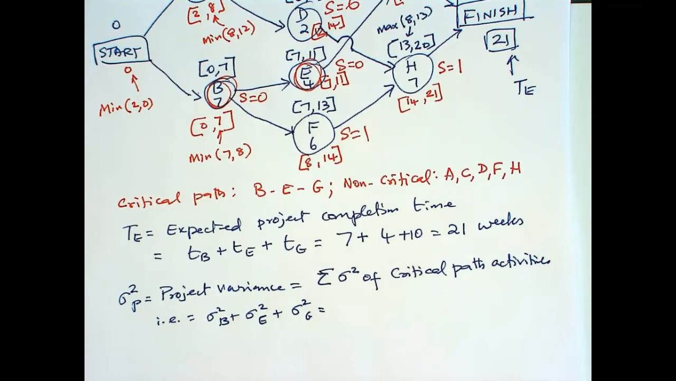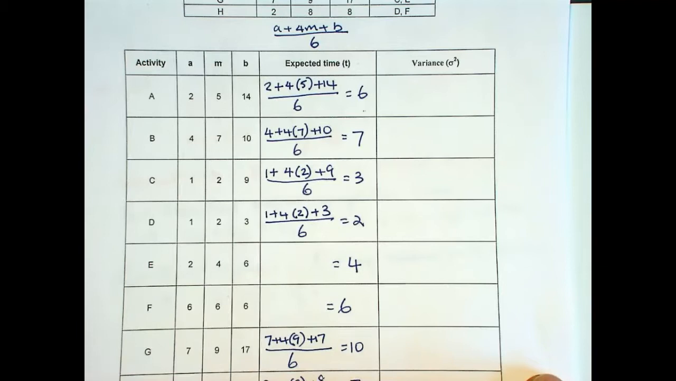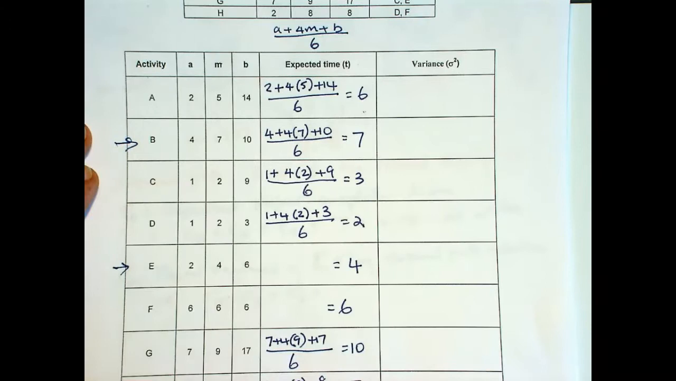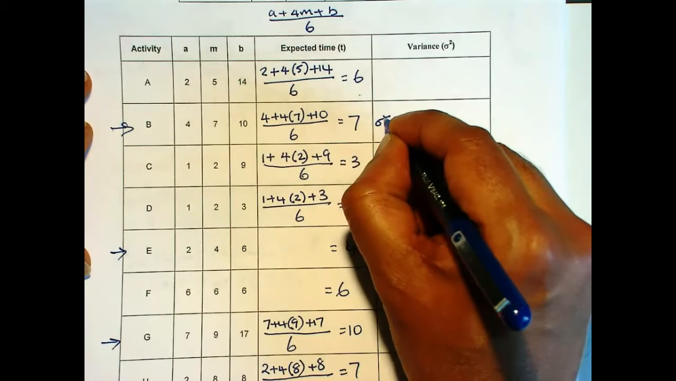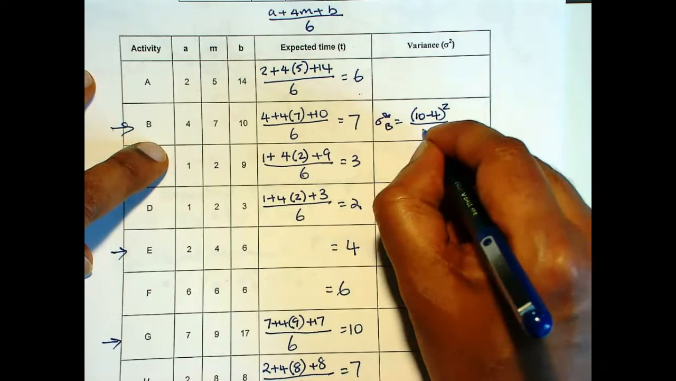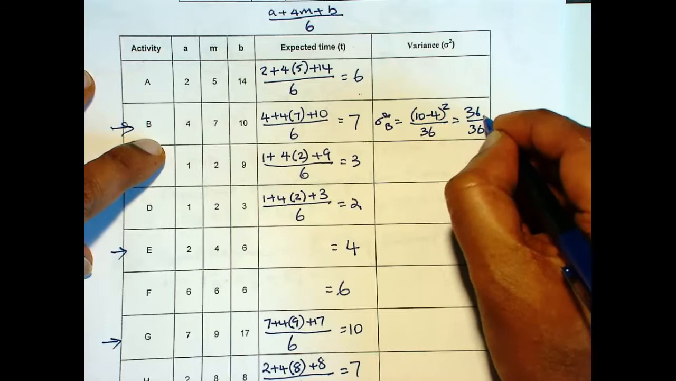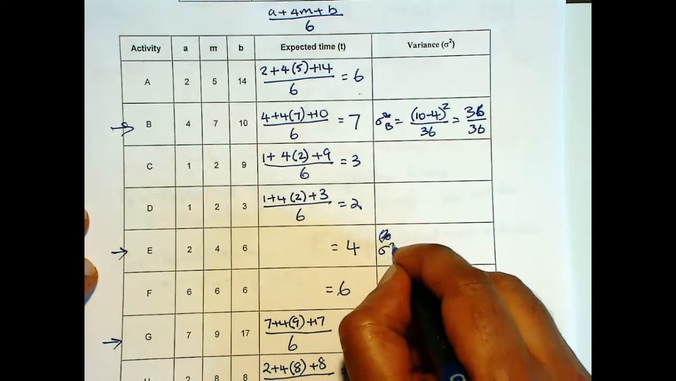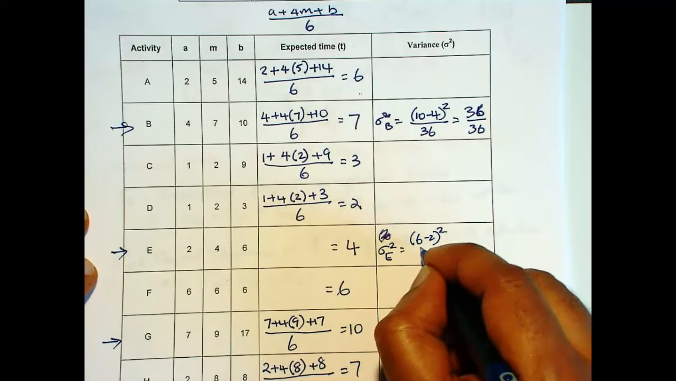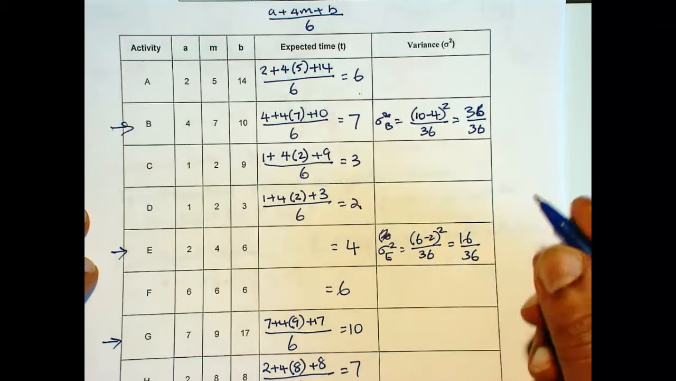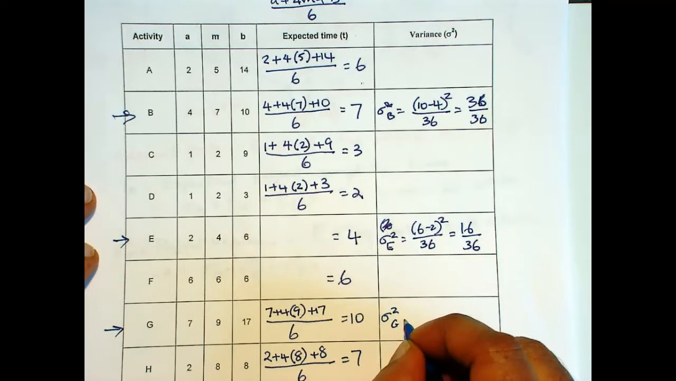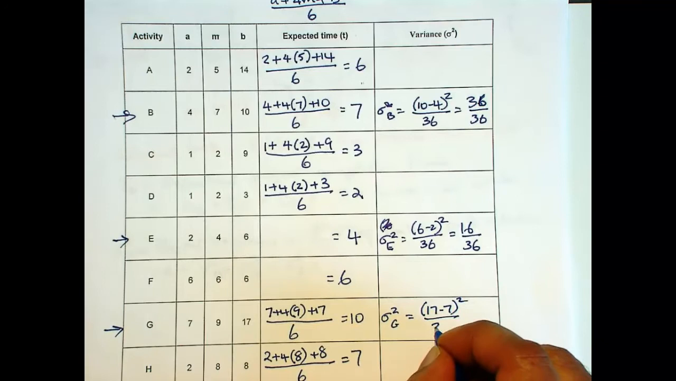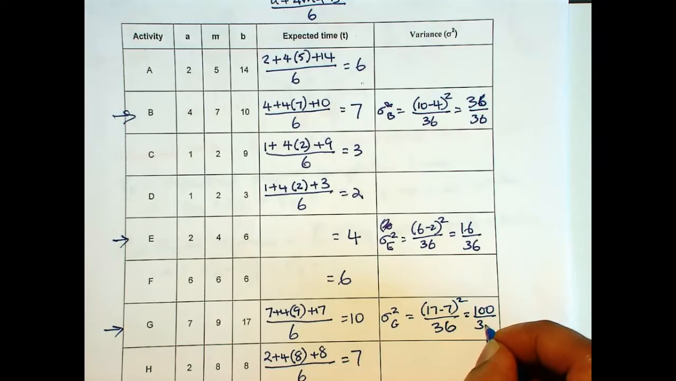So let's go back to the previous page and compute variance only for B, E, and G. So sigma squared sub B is 10 minus 4 squared over 36. So that is 36 over 36. We will not divide the 36 into the numerator yet. Sigma squared sub E is 6 minus 2 squared over 36, 16 over 36. And sigma squared sub G is 17 minus 7 squared divided by 36, so that is 100 over 36.